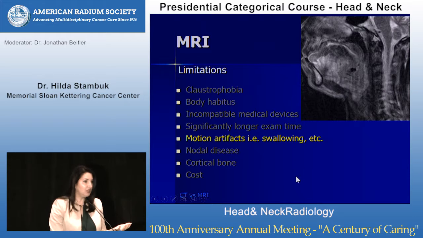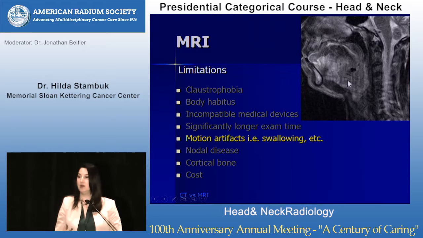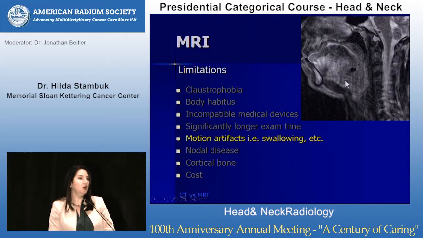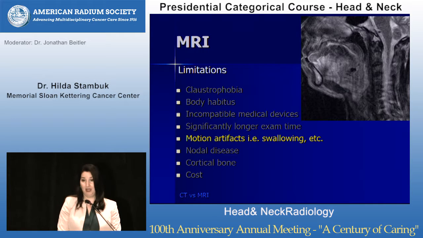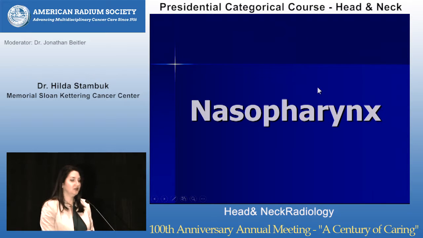But again, nobody's perfect. Here's a patient with a large base of tongue tumor. MRI would have been beautiful, but they're coughing and moving, and this is a non-diagnostic study. So even though you say, I really want an MRI in this scenario, if you know that the patient can't lie still in a magnet, don't waste your time. Go ahead and send them to CT, because it's better to get something that you can plan from than a mess and a wishful hope. So it's important to know your patients as well.